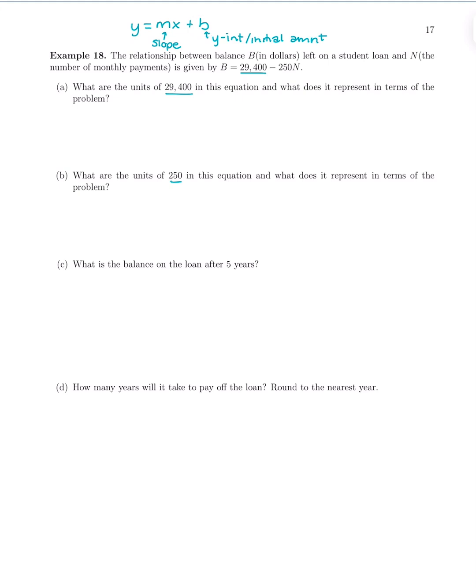It's the same as B, the initial amount or the y-intercept. So write B equals that 29,400 versus 250 is in front of the variable. We have minus 250N. So M is minus 250. So we want to put some units on these and think about what it means in terms of the problem. So B is 29,400. We're talking about student loan balance in dollars, and N is the number of monthly payments. So this B, or initial amount, must be in dollars.